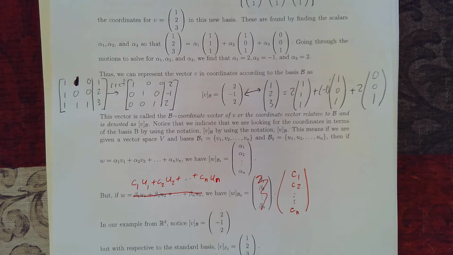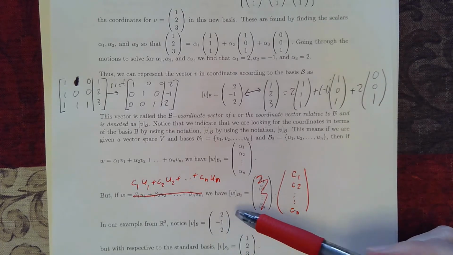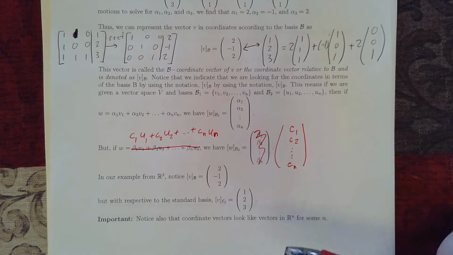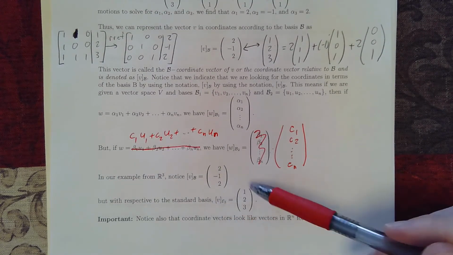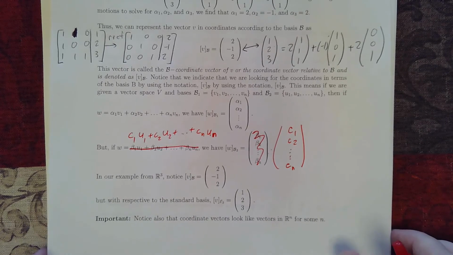So here we're saying that if v is this (1, 2, 3), v with respect to the basis B we had up here would just be (2, -1, 2). But with respect to the standard basis, it's just (1, 2, 3). So notice that all of these coordinate vectors are going to look like vectors in Rn for some n.